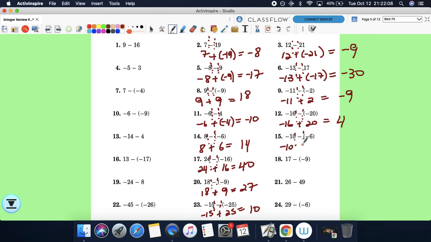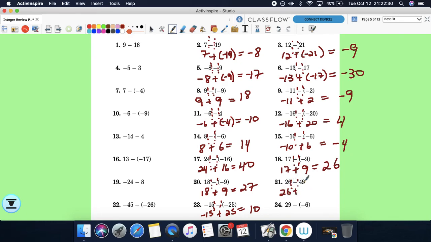Negative 10 plus 6. Again, we can make 0 pairs. And who's going to win? We're going to have more negatives left over, so negative 4. 17 stays, subtraction becomes addition, negative 9 becomes 9. So that's 17 plus 9, which is just 26. 26, I'll make that line, sorry.